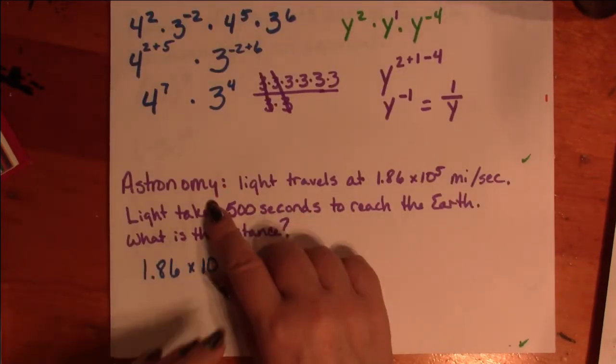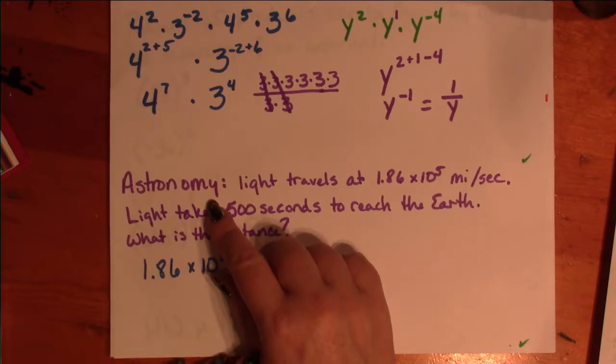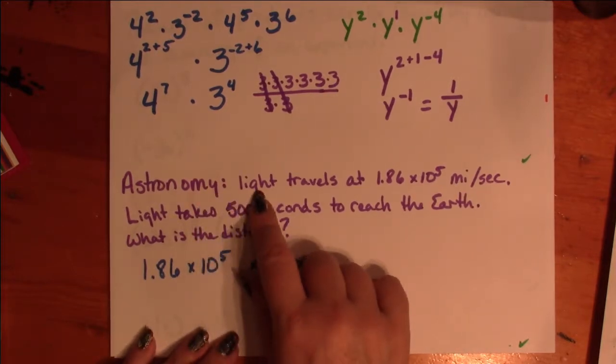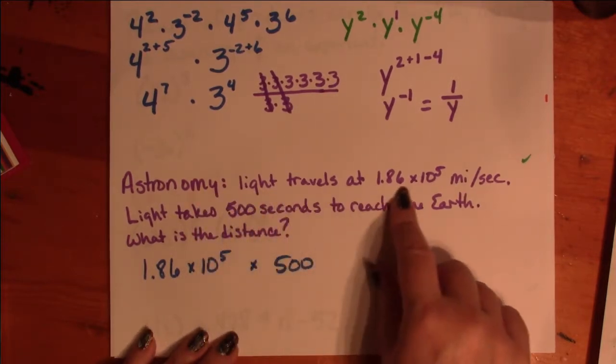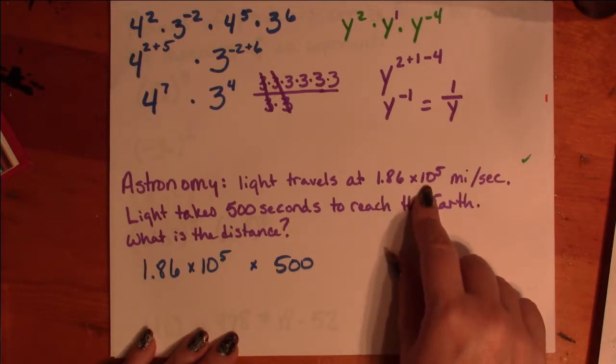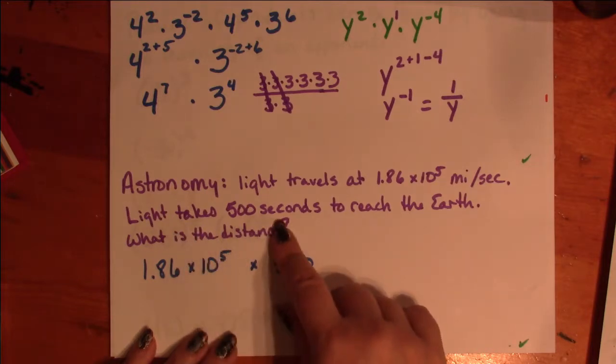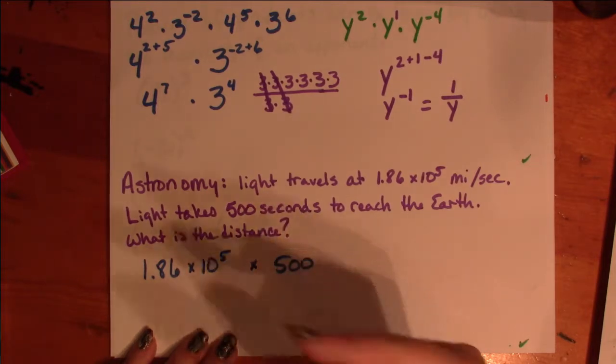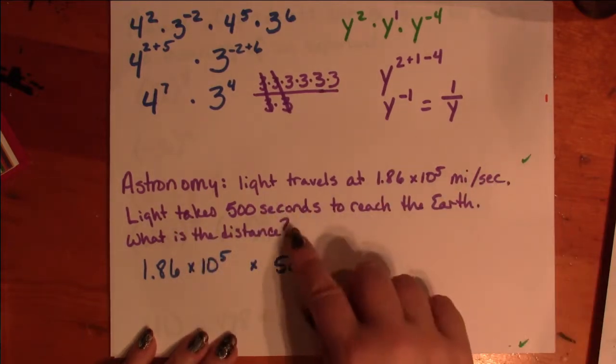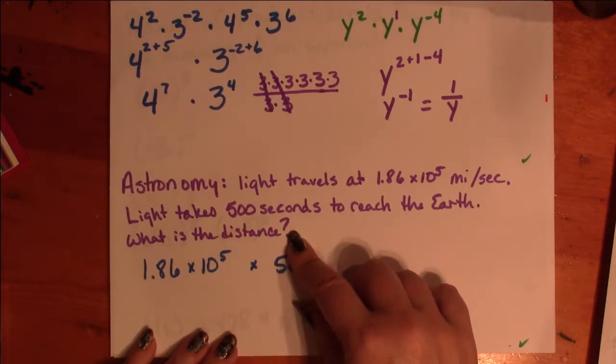Next, we're going to take a look at the word problem. Please follow along on page 475 about astronomy. Light from the sun travels at 1.86 times 10 to the 5th miles per second. And light takes about 500 seconds to go from the sun to the Earth. And the question is, what is the distance from the sun to the Earth?